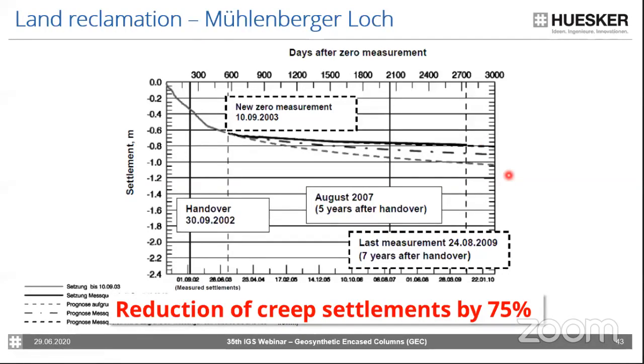by the system. And this, as you remember, we don't load the soft soil that much. The main part of the load goes directly into the sand columns, and therefore the creep settlements resulting from the soft soil can be reduced significantly up to 75% in this project, which can be also for very sensitive structures like railway lines or abutments, which can be a very great advantage.